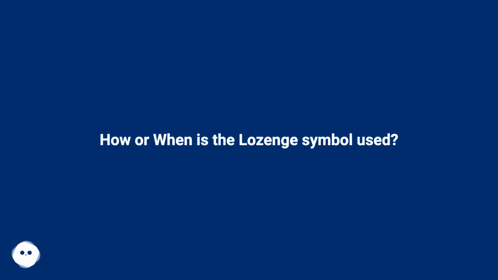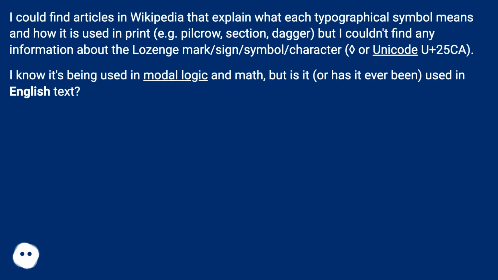How or when is the lozenge symbol used? I could find articles in Wikipedia that explain what each typographical symbol means and how it is used in print, for example pilcrow, section, dagger, but I couldn't find any information about the lozenge mark, sign, symbol, or character, Unicode U+25CA. I know it's being used in modal logic and math, but is it, or has it ever been, used in English text?